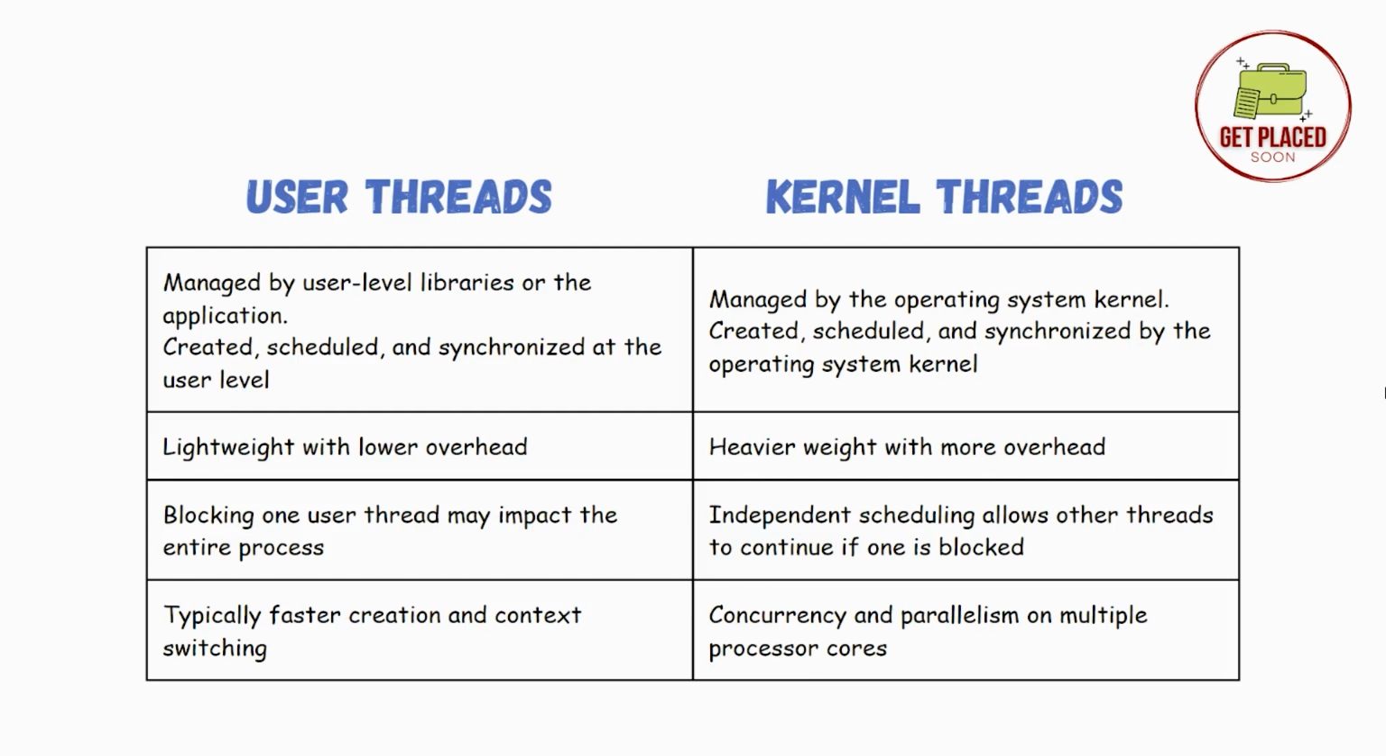the entire system will not be affected by the blocking. Moving ahead, we have one more point, that is user threads have typically faster creation and faster context switching. Faster creation because the user level threads are very simple, small and lightweight, and everything is managed at user level for only small tasks, not the complex tasks just like kernel threads. In kernel threads, we have concurrency and parallelism on multiple processor cores. So user level threads are not as good as kernel level threads because the OS is not involved in user level threads. When it comes to kernel level threads, everything is managed by the OS. So concurrency and parallelism are maintained efficiently.